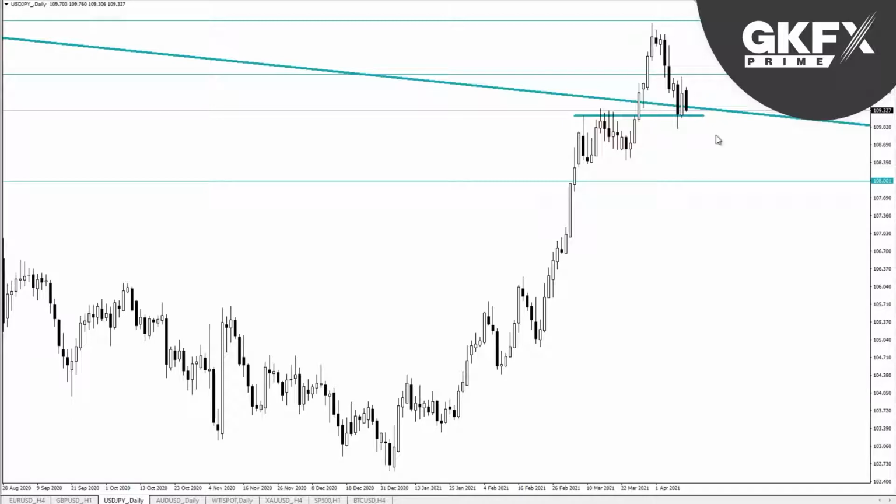Now it's possible, and this is obviously a big long-term monthly zone, so we could drop further. We could drop down and tag these previous lows down here, drop a bit deeper below the trend line and still rebound. But certainly it would be encouraging if we got a close back above 110, which is obviously a big number, and it would also mean that we're closing back beyond this declining monthly trend line.